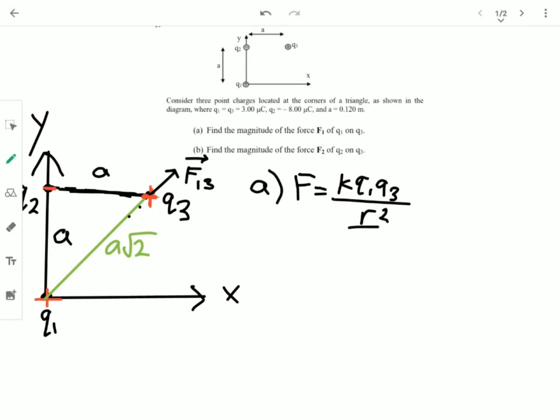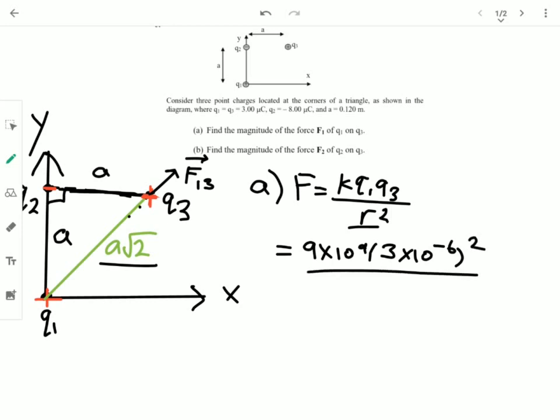Since we know that a is 0.12, obviously the length of this, the hypotenuse, would be a radical 2. So once we substitute, we get 9 times 10 to the power of 9 times Q1 and Q3, which are the same, so it's 3 times 10 to the power of minus 6 coulombs, all of it squared, over a radical 2, so 0.12 radical 2, all of it squared, and you should get as your final answer 2.8 newtons.